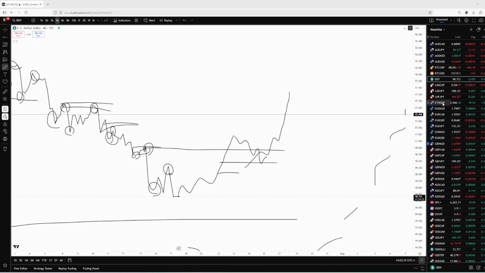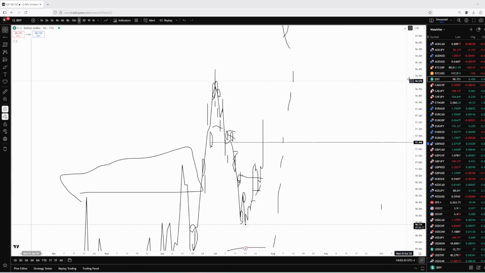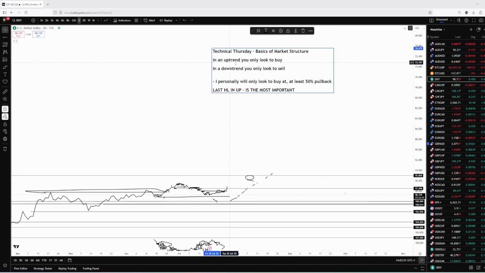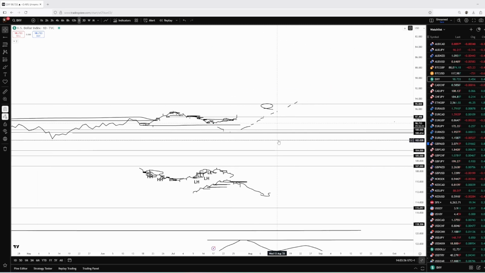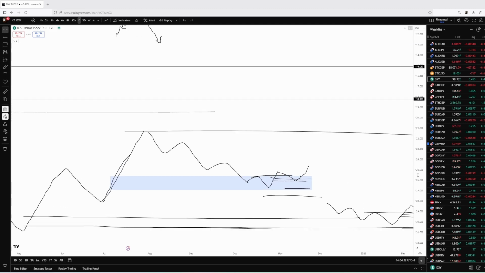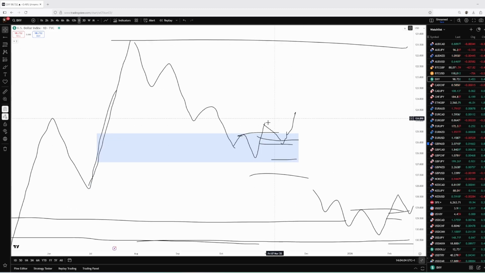But the most important thing to take away from today is, if we go on the daily time frame, there we go. If my text is still there, there we go. It is as follows. In an uptrend, you only look to buy. So you notice how in some of these breaker structure sections, we're only looking to buy once structure has gone upwards. Because in this scenario, it may have come into a high time frame zone, that's fine.